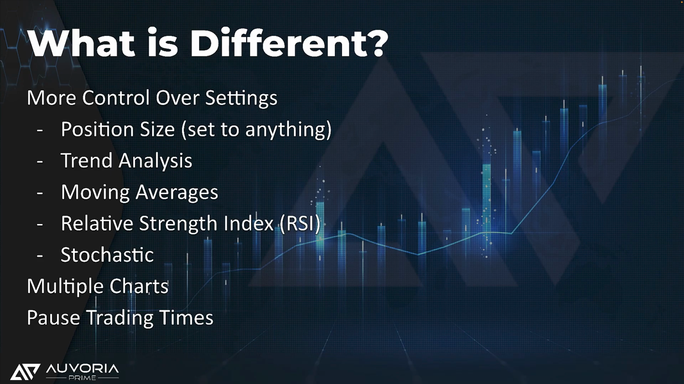So what is different between version 2.2.1 and 2.2.2? Well, essentially, we've just given you more control over your settings. The first thing I want to point out is the position size. Previously, we've had a drop-down menu where you're able to select from a number of predefined position sizes. We decided ultimately to do away with that and to give you the freedom to enter any position size that you want. So using the default 0.01 lot size, you can now set your monetary value to apply that 0.01 to.